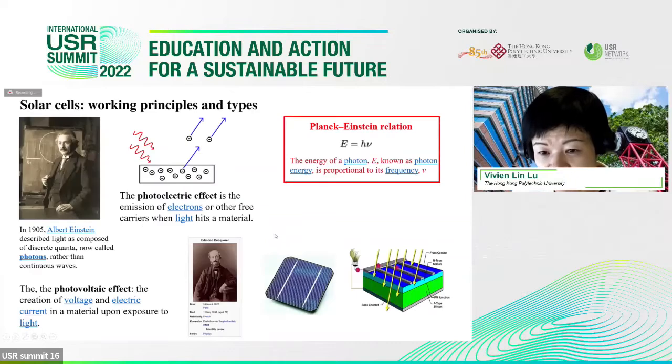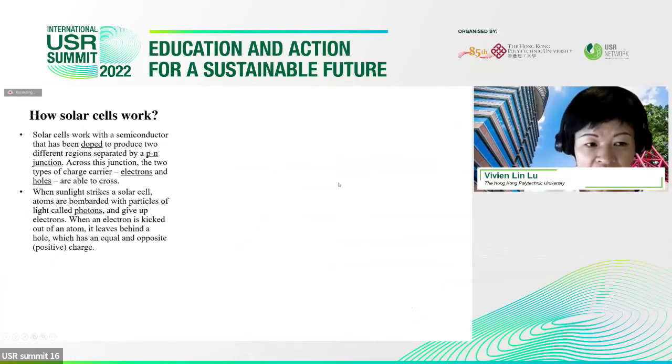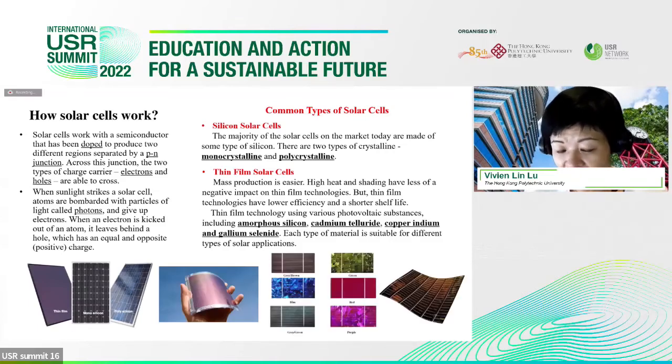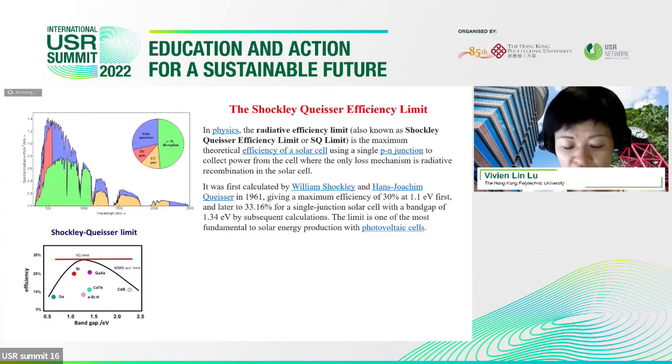However, not all sunlight can release the electrons. Then we have to know about the photon energy. For the common types of solar cells, we have five main types. In fact, they mainly belong to silicon solar cells and thin film solar cells. So they can be flexible, they can be colorful.